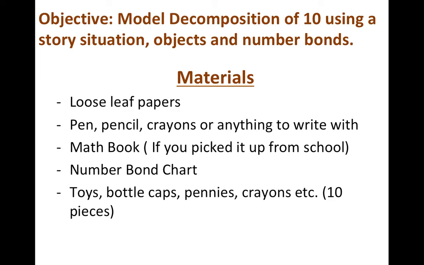You'll need your math book. You'll need your number bond chart. You'll need some sort of material, about 10 pieces of it. You'll definitely need something to write with. If you are using your dry erase boards, please make sure you have your dry erase marker. And if you are using loose leaf, please make sure you have pencils, crayons, markers, or a pen to write with.